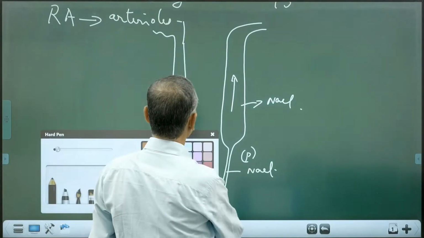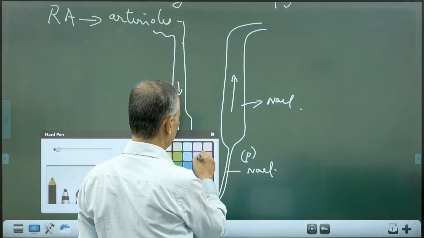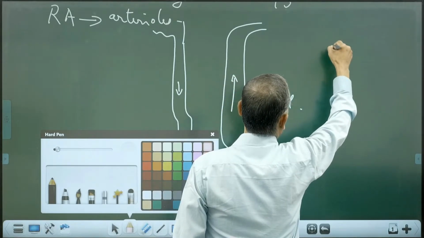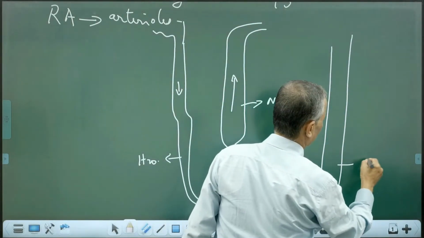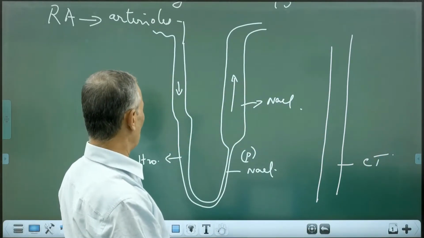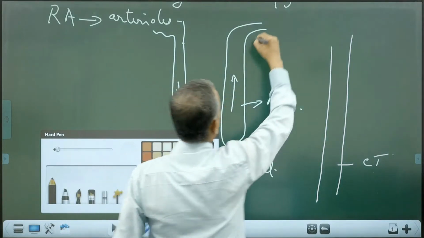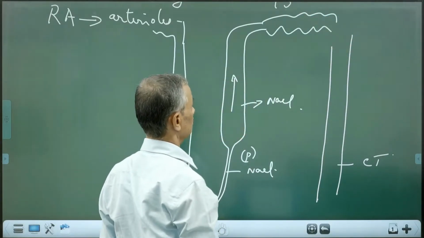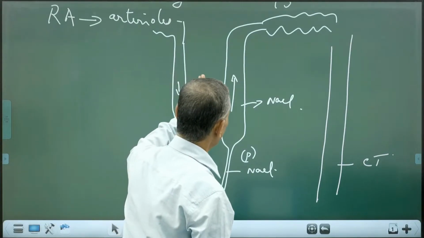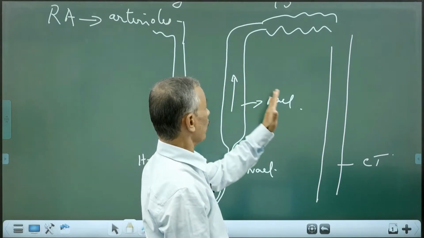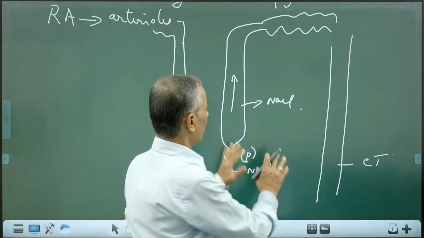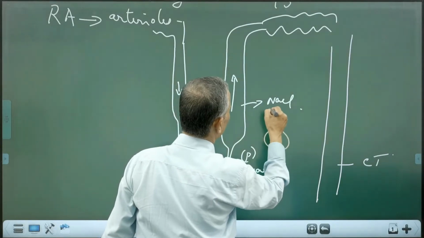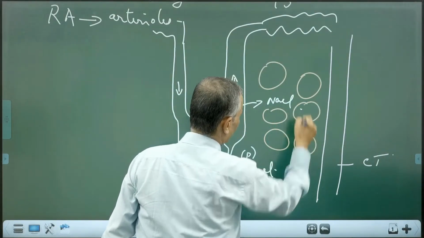And in maintaining a high osmolarity, the CT is also playing an important role. Collecting tubule is also playing an important role. Now let us see what is happening. The sodium chloride that is escaping from the ascending limb enters into the medullary interstitium, that is in between the cells of the medulla. Only diagrammatic representation.